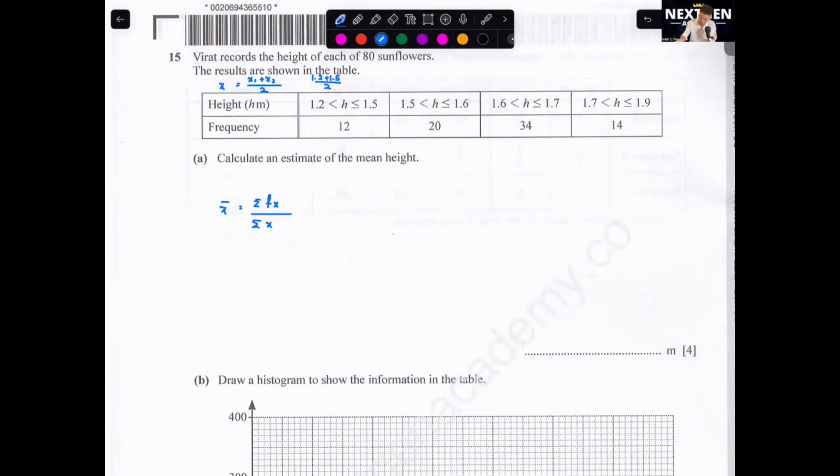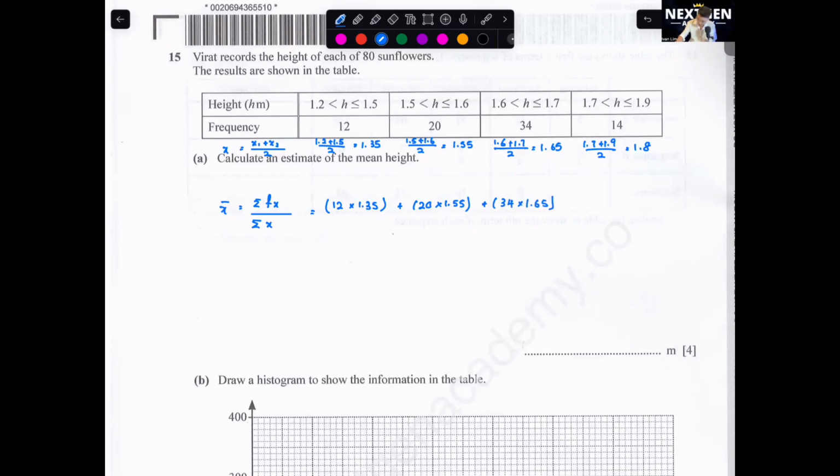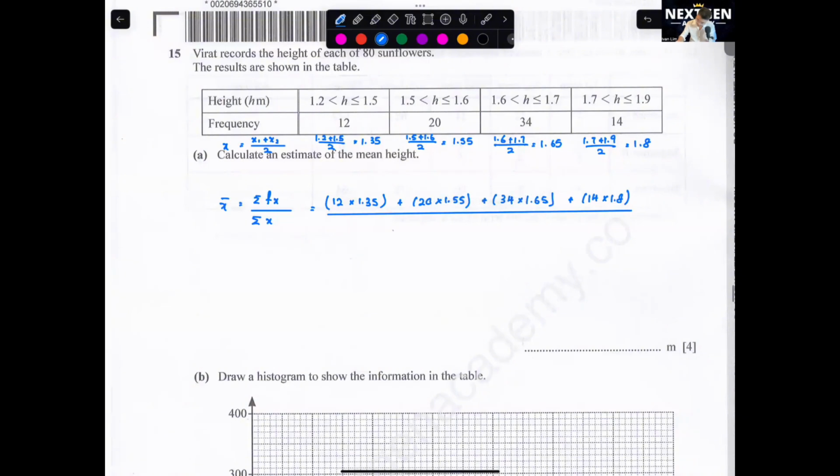1.2 plus 1.5 divided by 2. Maybe I put it down here, don't cramp it up too much. Equals 1.35. 1.5 plus 1.6 gives 1.55. Do we need to write the working? Don't need, but at least put the x value somewhere so you can double check easily. 1.6 plus 1.7 will be 1.65. Then 1.7 plus 1.9 divided by 2 equals 1.8. Now we take f multiplied by x and add it all up together. So 12 times 1.35, 20 times 1.55, 34 times 1.65, 14 times 1.8, divided by 80.